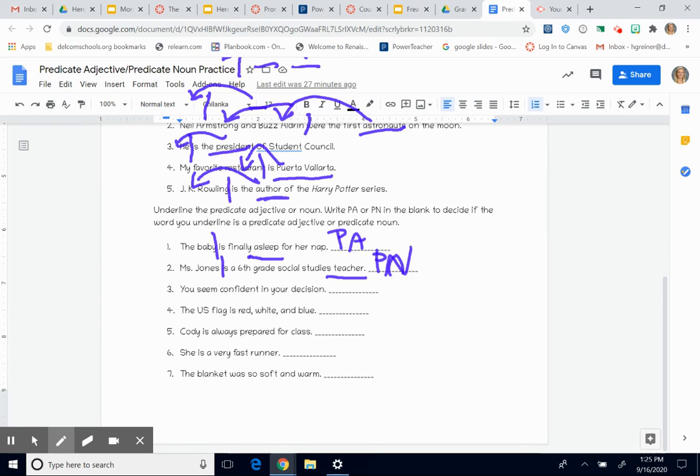You seem confident in your decision. Seem is my linking verb. Draw my line in front of it. How do you seem? You seem confident. Confident is describing you.